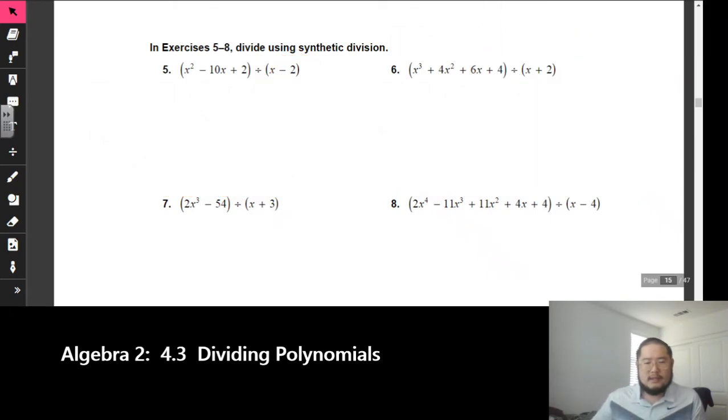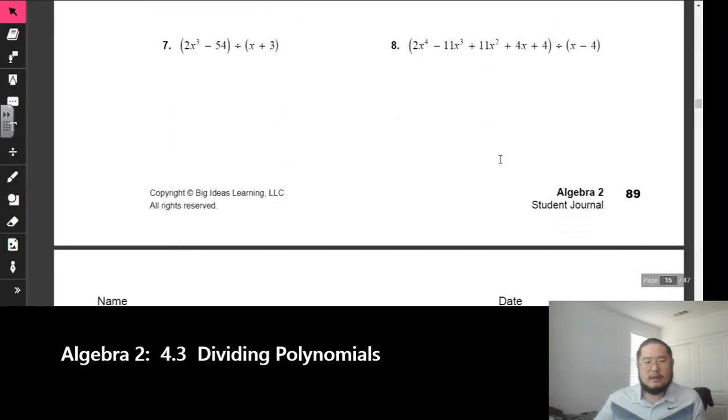Let's go next to number 7. So hopefully up in this corner, you know what to put down. It's going to have to be a -3. Number 7 ends up having some of the same problems that we had in number 2. You're going to encounter some of the same situations.